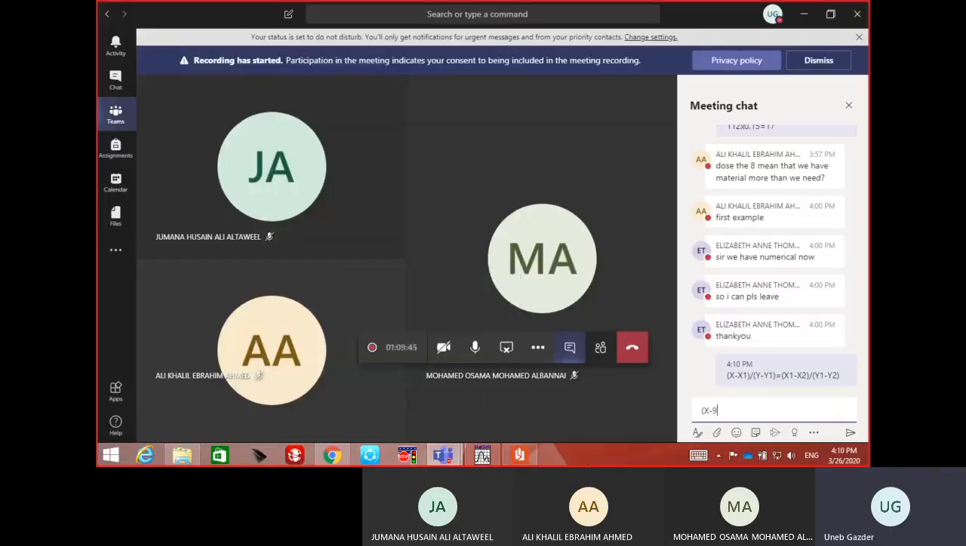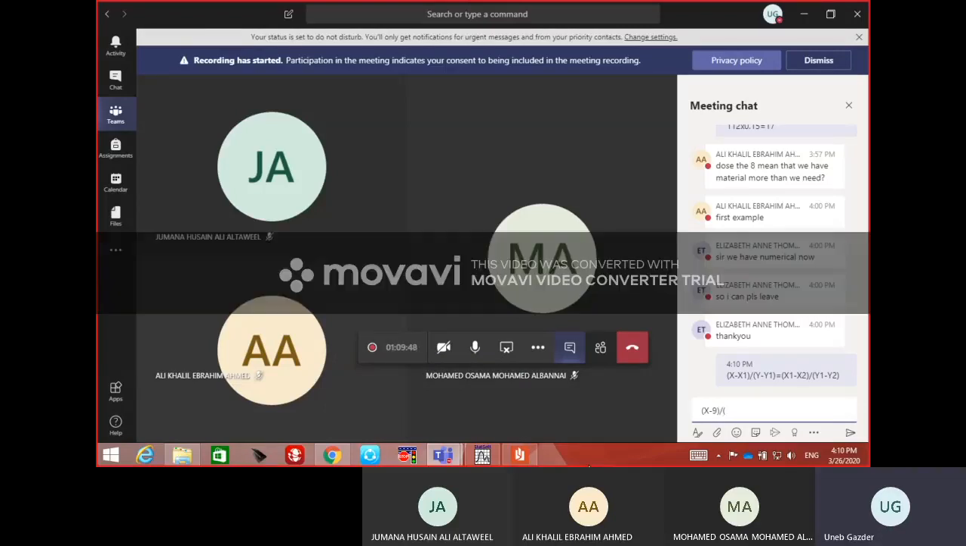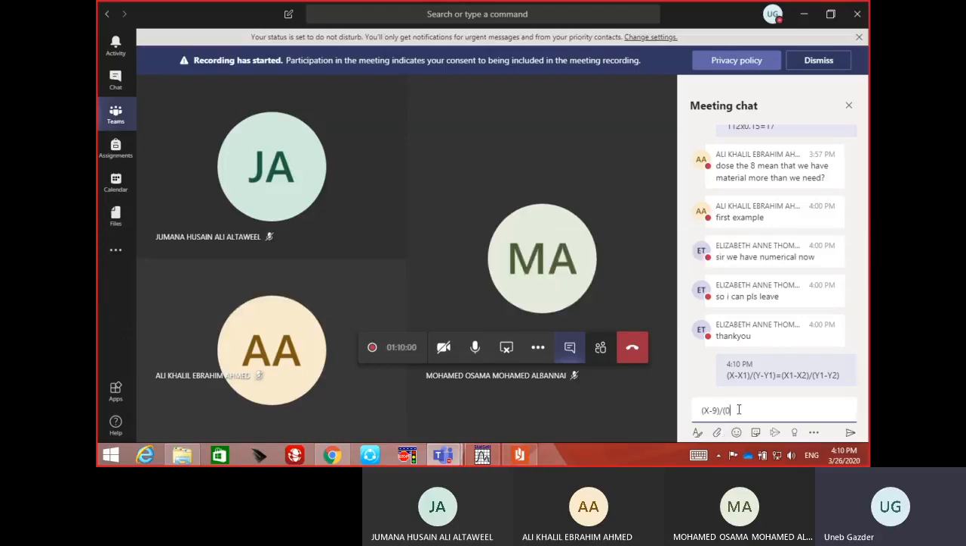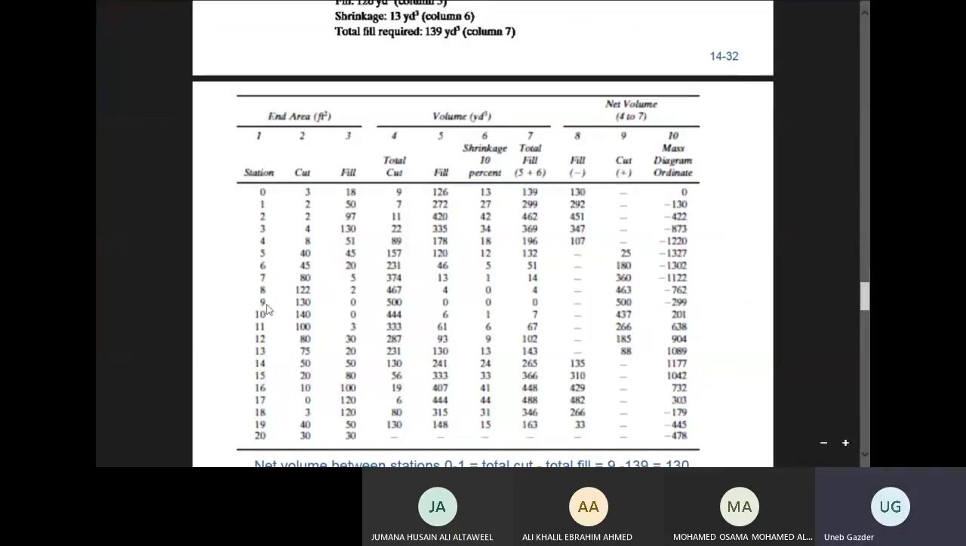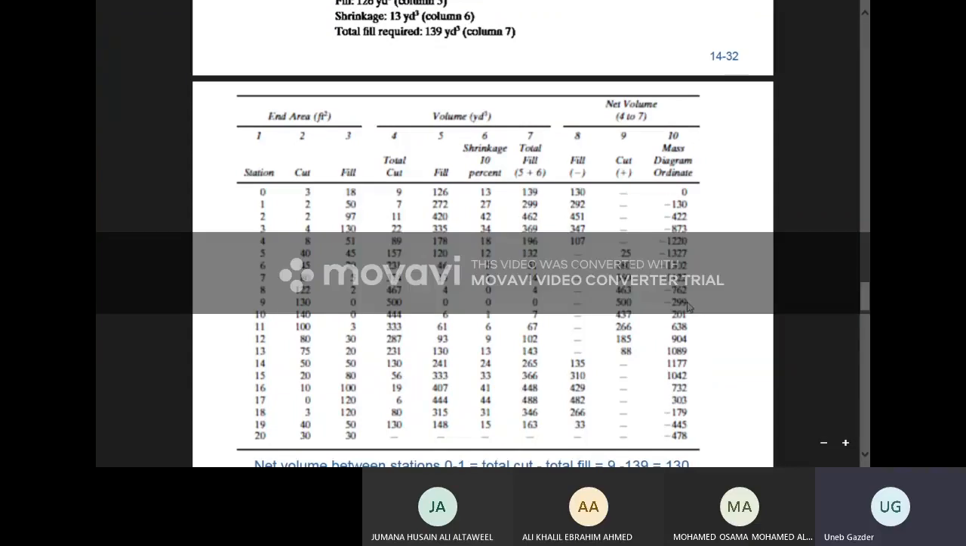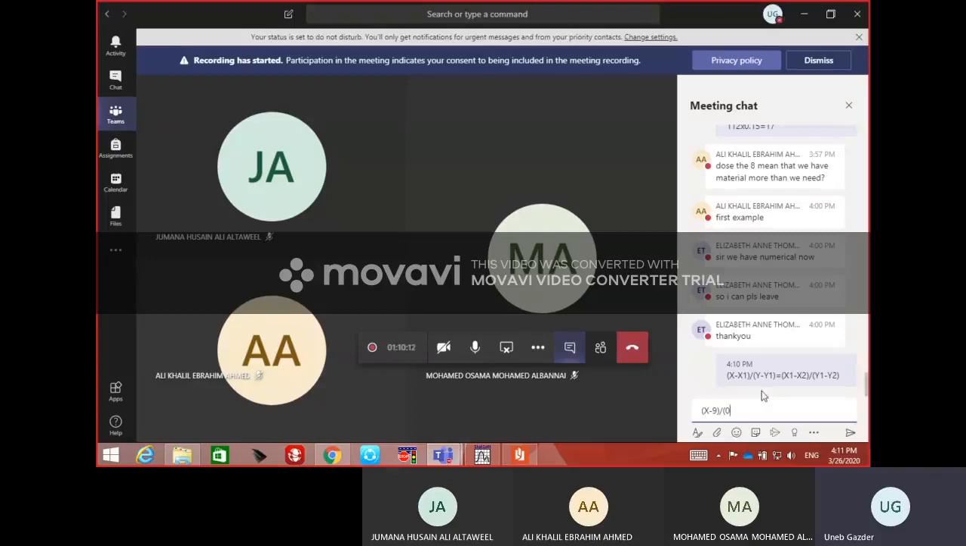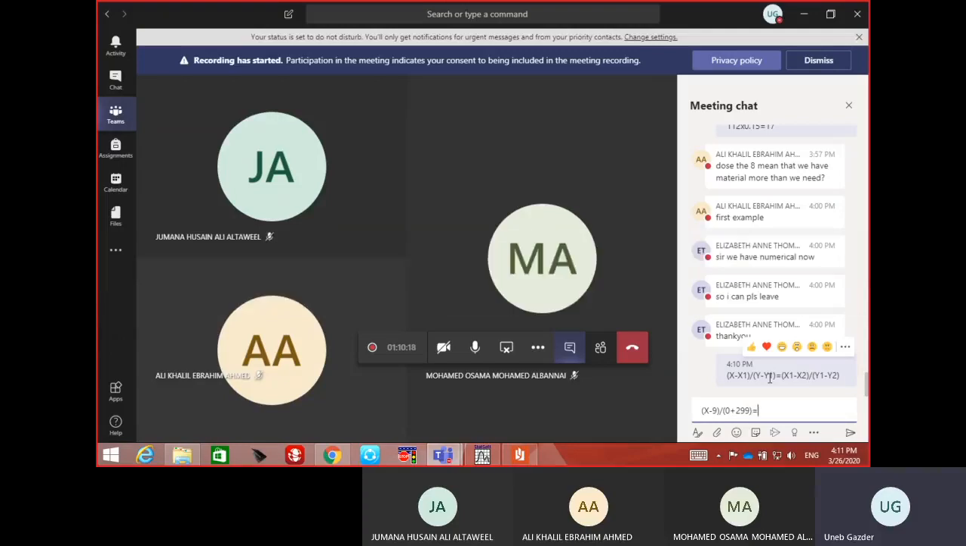So x minus 9 divided by, sorry, y minus y1. y at x should be 0, so 0 minus y1. y1 is the value at x1. When x1 was 9, y was minus 299. So y1 becomes minus 299, and y minus y1, minus minus will become positive, plus 299, equals x1 minus x2. x1 is 9 and x2 is 10. So x1 is the one before x and x2 is the one after x.